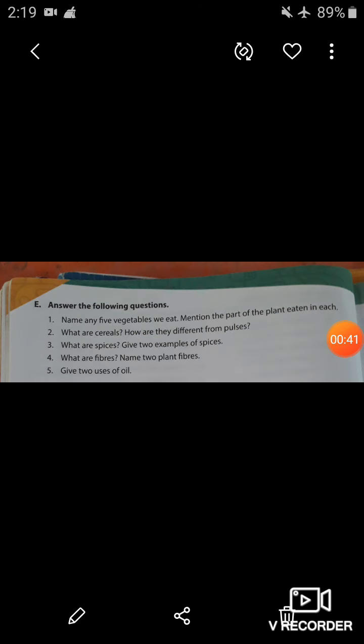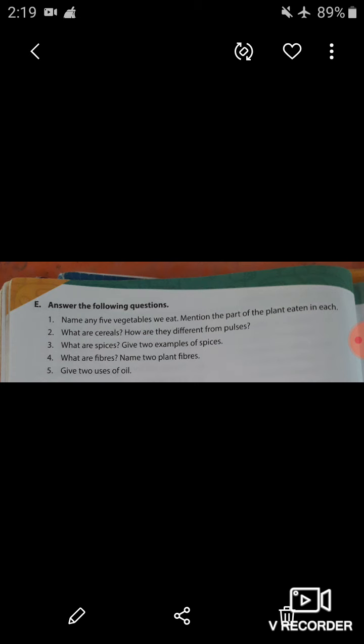Students, here we are going to discuss question number E. Answer the following questions. Question number 1: name any 5 vegetables we eat, and mention the part of the plant eaten in each. So students, here you have to name any 5 vegetables that we eat and mention the part of the plant eaten in each. The next one: what are cereals? How are they different from pulses?